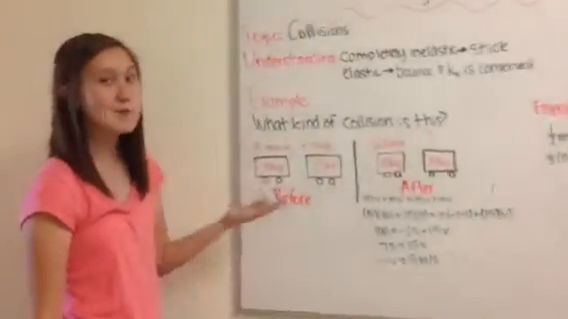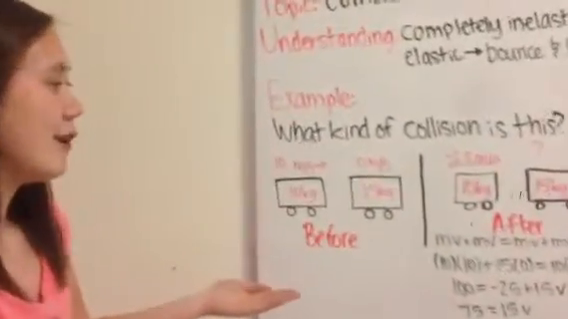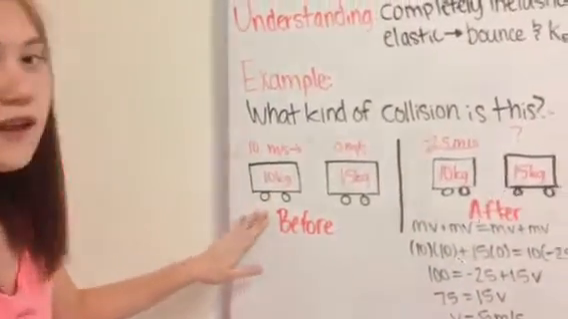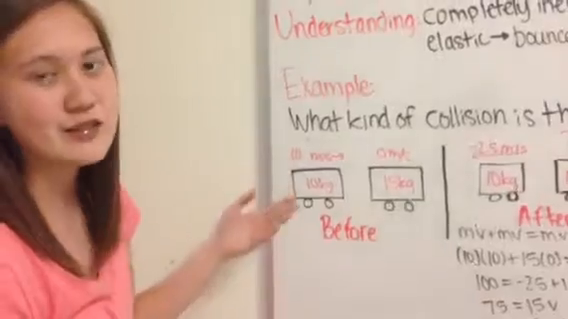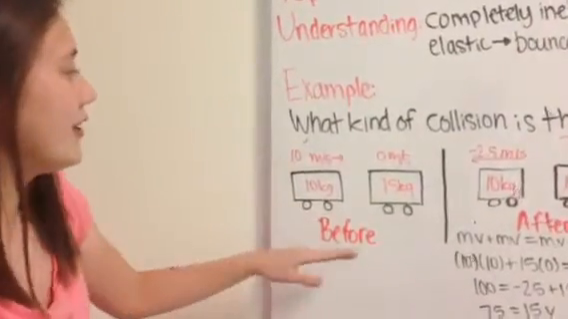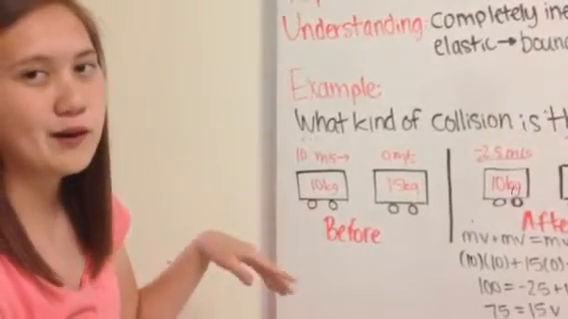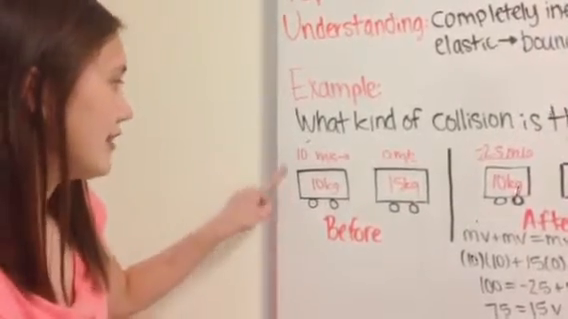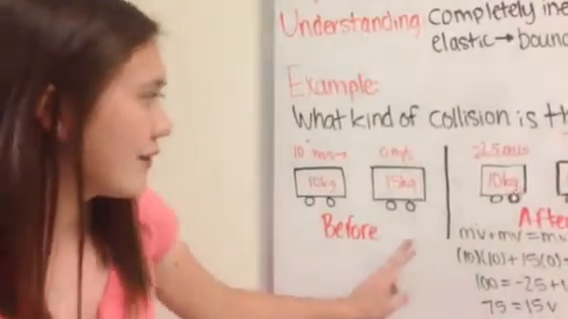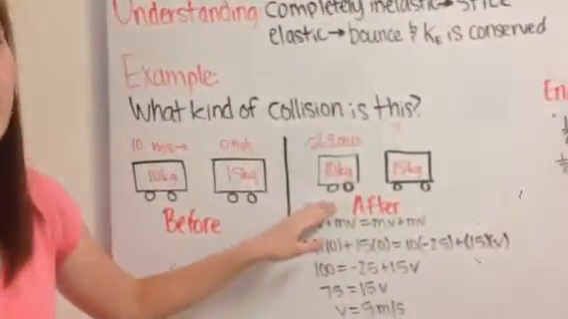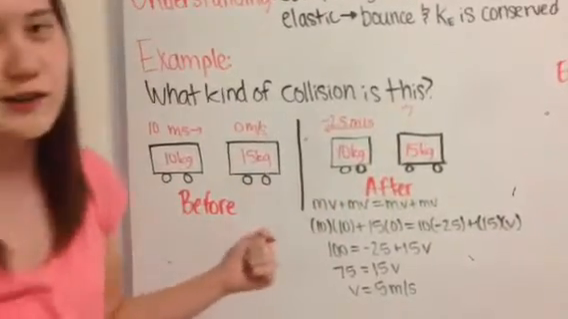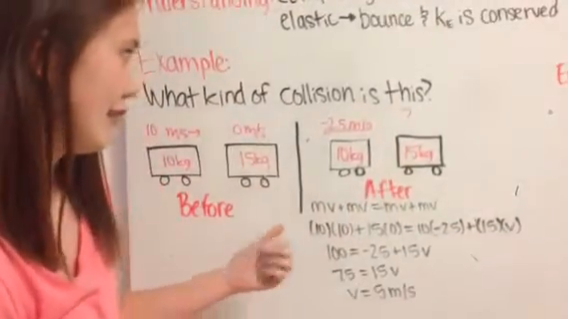Now let's do an example problem. In this example we have two carts that are going to collide, and we're going to try and figure out what kind of collision is happening. The first cart is moving to the right, which we're going to call the positive direction, at 10 meters per second, and the second cart is at rest. After they collide, the 10 kilogram cart is now moving to the left at 2.5 meters per second, so we're going to call that the negative direction.